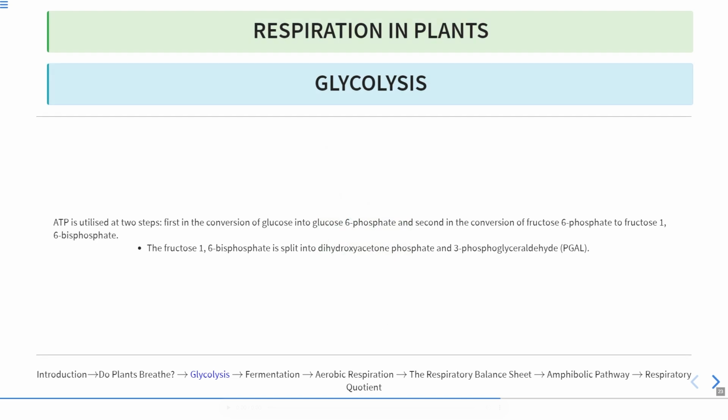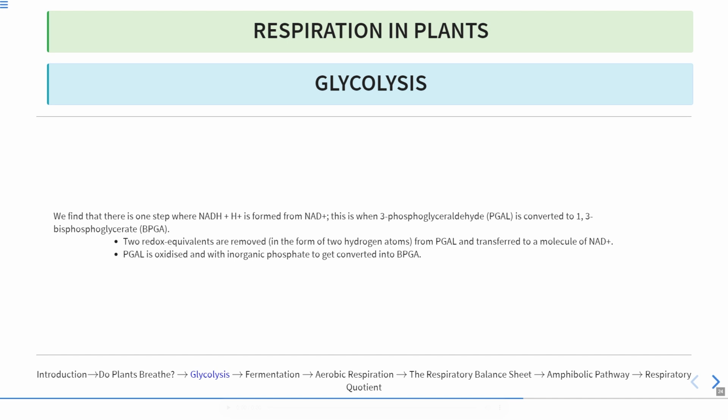So ATP is utilized at two steps. Two of the steps, the ATP is utilized. First, the conversion of glucose to glucose 6 phosphate, and the second, the conversion of fructose 6 phosphate to fructose 1,6 bisphosphate. So total 2 molecules of ATP are used here. The fructose 1,6 bisphosphate is split into dihydroxyacetone phosphate and 3-phosphoglyceraldehyde, right? So 2 molecules of this 3-carbon compound.